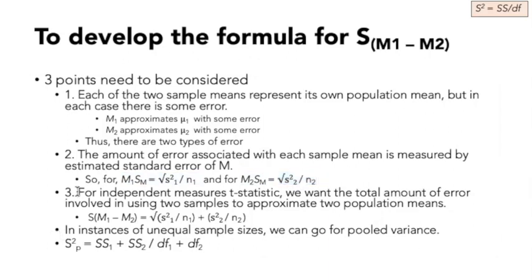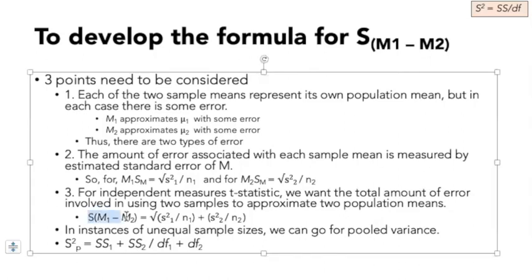That's your second step. So for the independent measures t-test, we want the total amount of error involved in using 2 samples to approximate the 2 population means. Now you have 2 samples here because you have 2 groups, right? Each group tries to approximate the population mean. And as a result, when you want to find the estimated standard error, you have to combine both of these and come up with a combined value so that it can approximate the population means. That is why we write it like this.